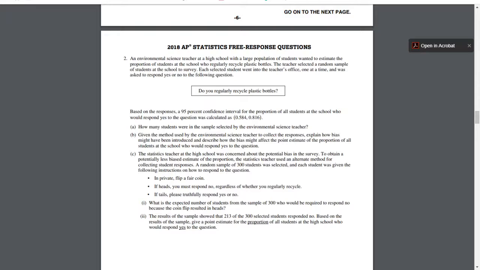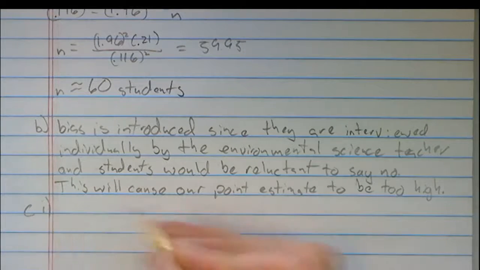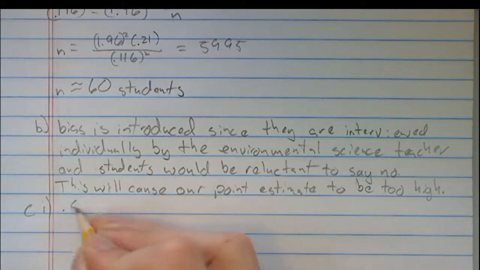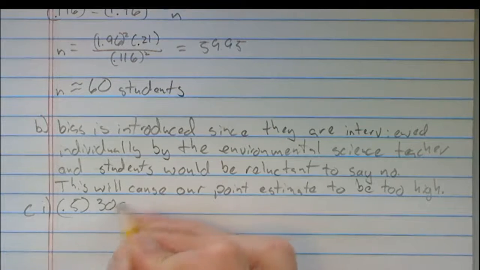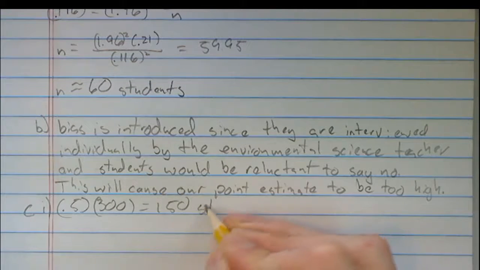So if this is a fair coin, we should have a 50-50 probability of heads or tails. And 0.5 times 300 is 150 students.